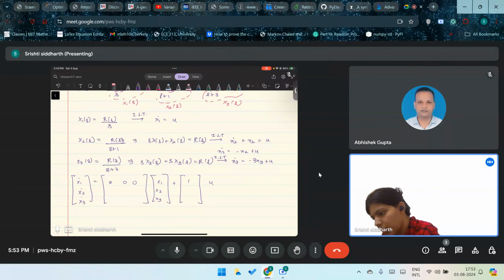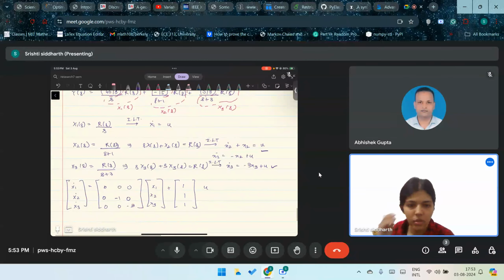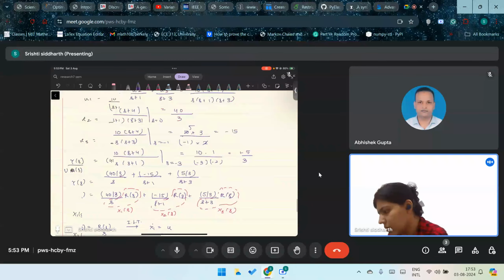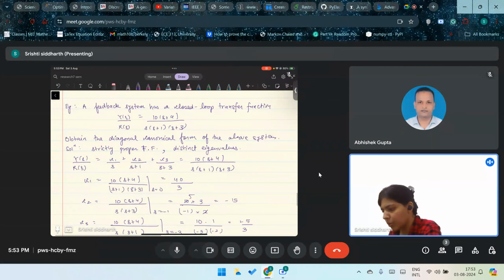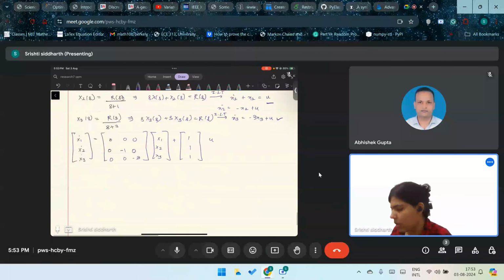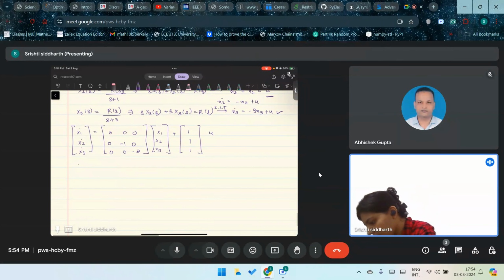Zeros all throughout times 1. So this is true because u appears in all the equations. And we have 0, minus 1, 0. And the last one is 0, 0, minus 3. So you know how to get that, right? If we just use the direct form, we have the pole at 0, pole at minus 1 and a pole at minus 3. Alright.